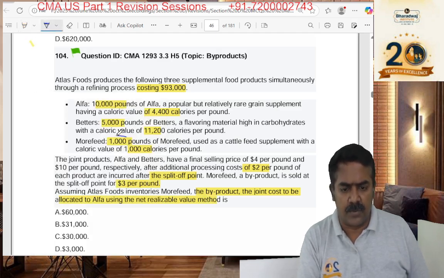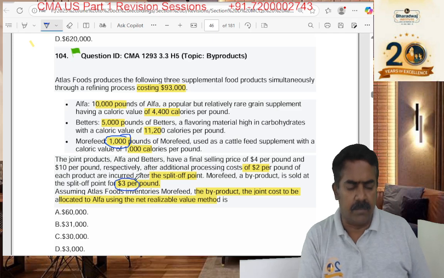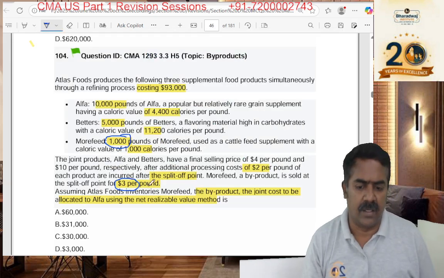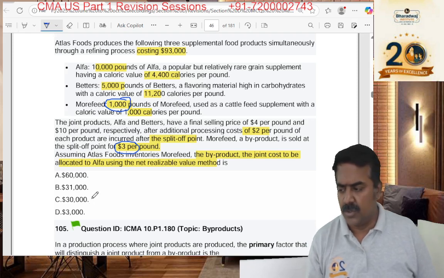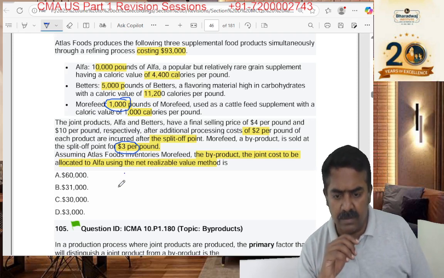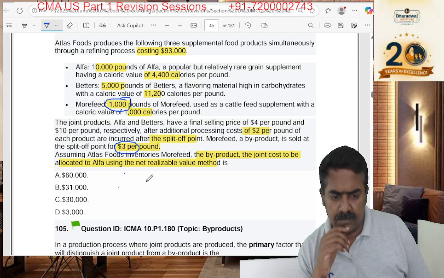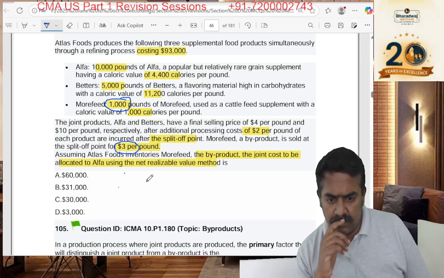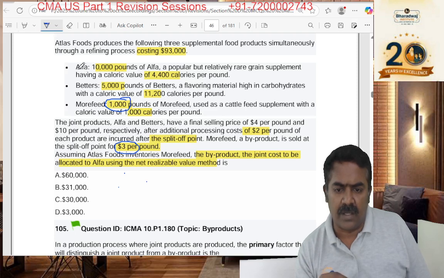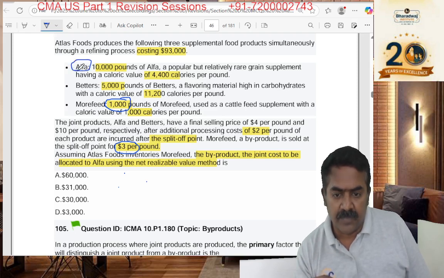What is the byproduct output? 1000 into what is the NRV? 3. Byproducts are valued at which one? Byproducts are valued at NRV. So, what is the value? 3000. The cost is to be allocated to the main products, not to the byproduct.